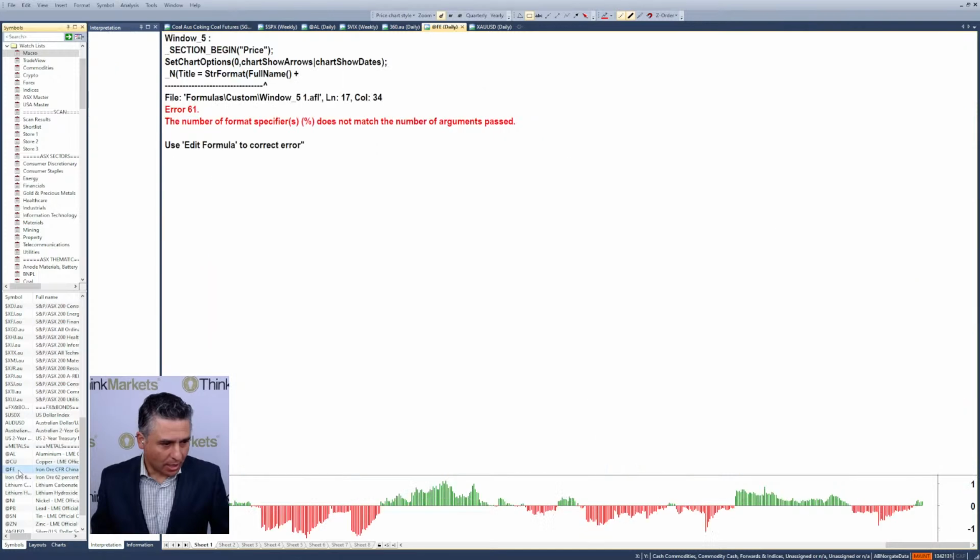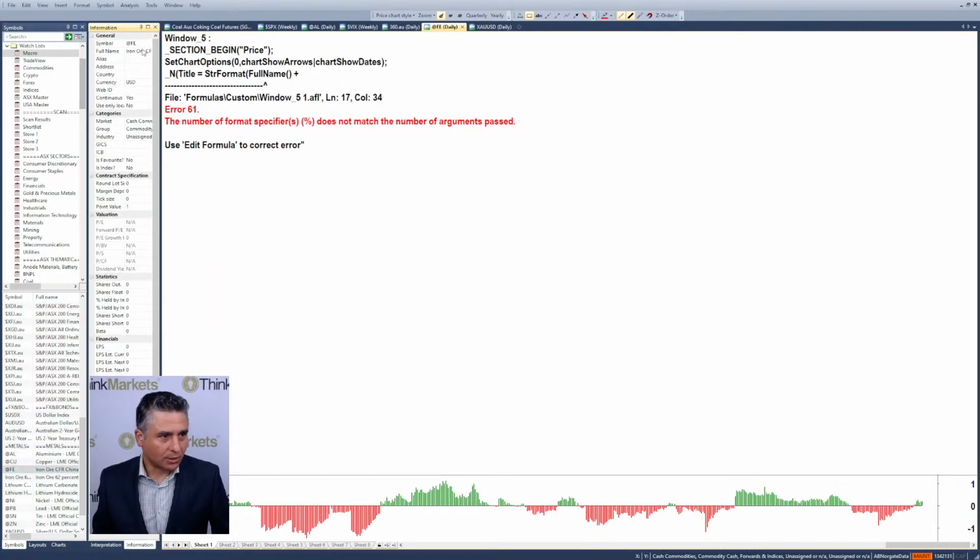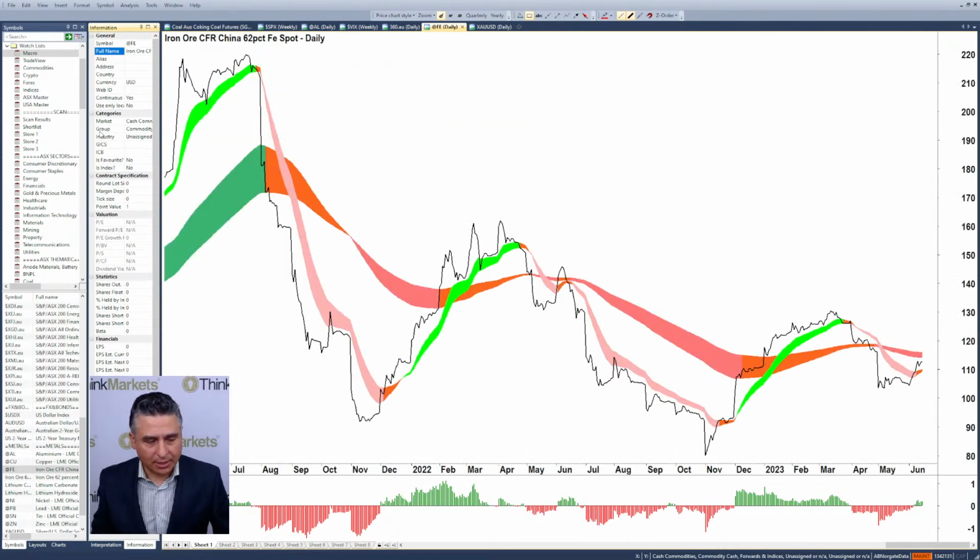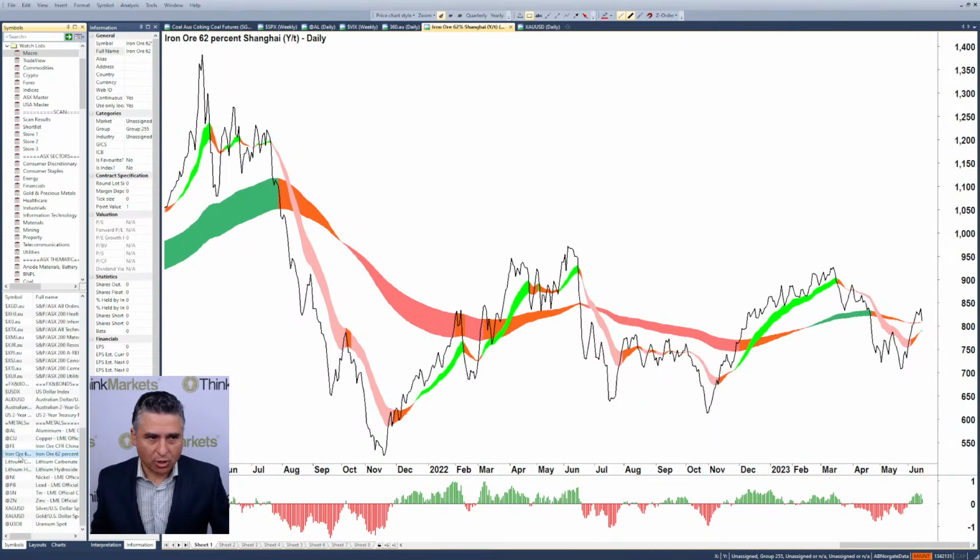We have talked about iron ore, and I know that won't work simply because there's a percentage sign in here, and you know what, computers do funny things when they see symbols that they don't like. There's the iron ore one there. We'd see the bounce at the end. This is the one in US dollars, ladies and gentlemen, compared to the one we saw before, which was traded in yuan per ton.